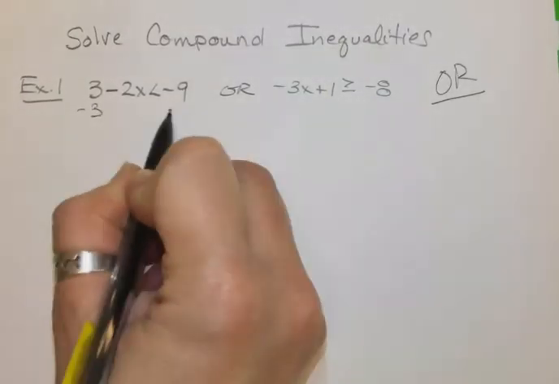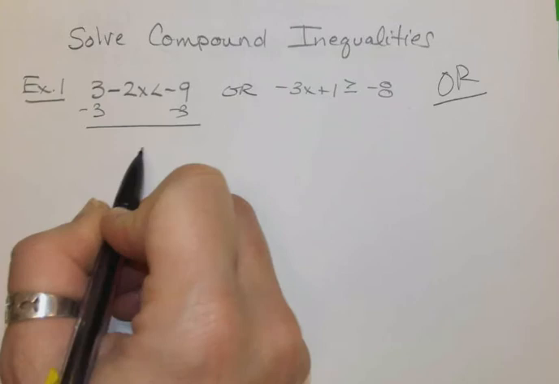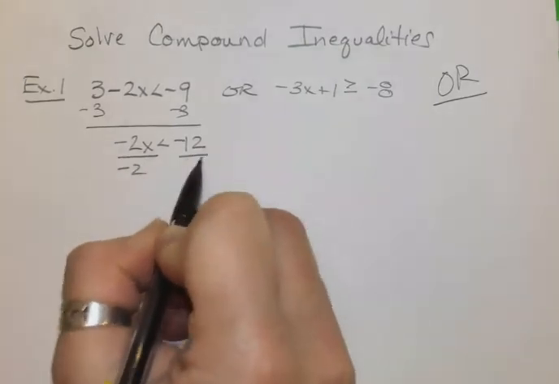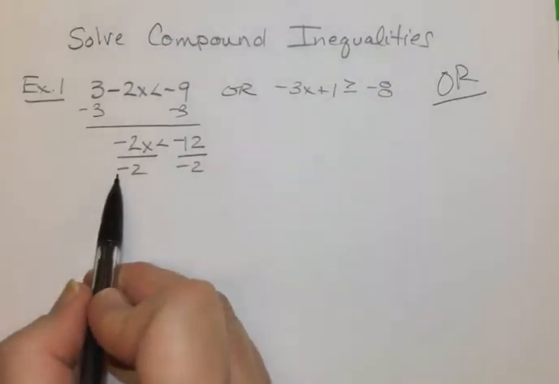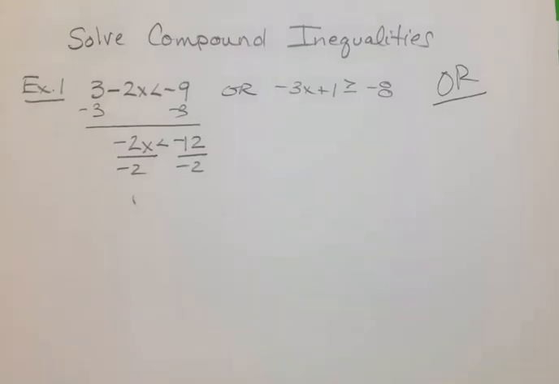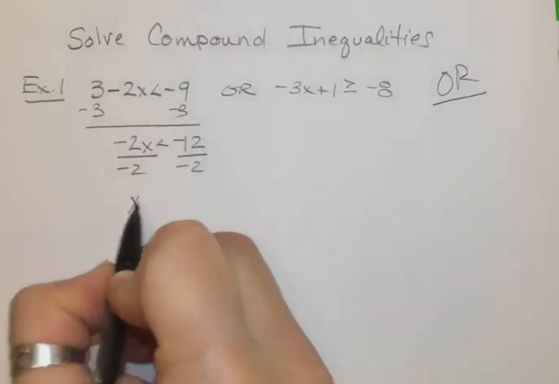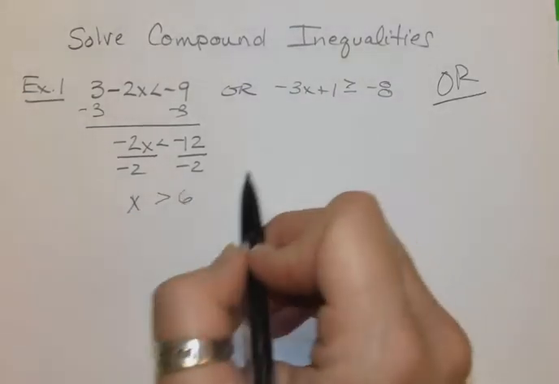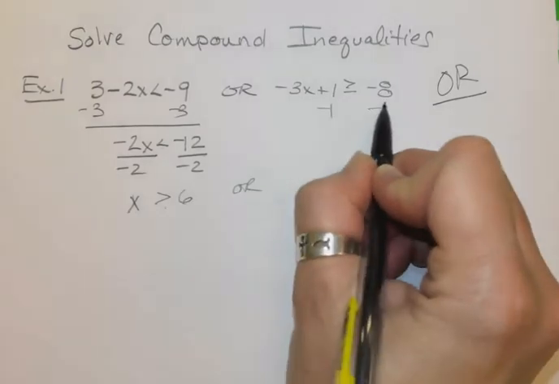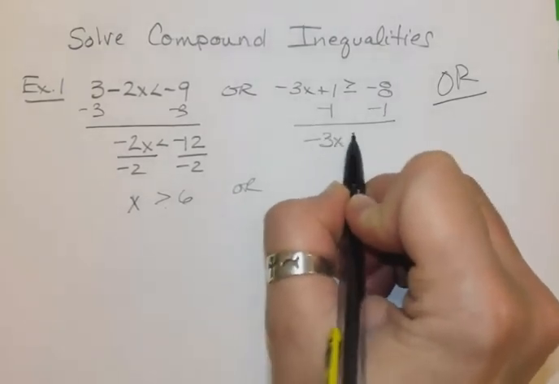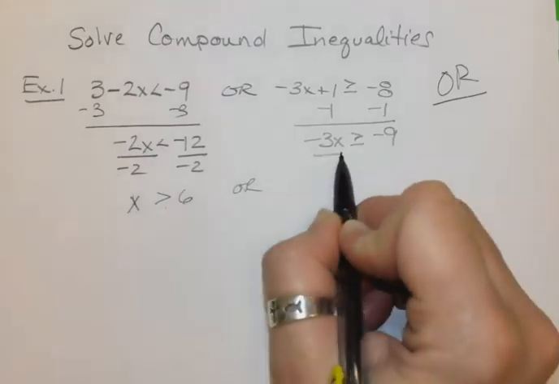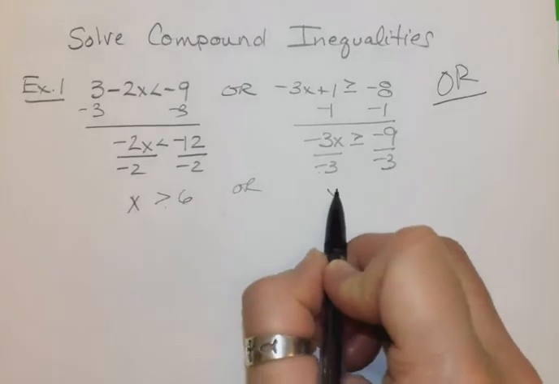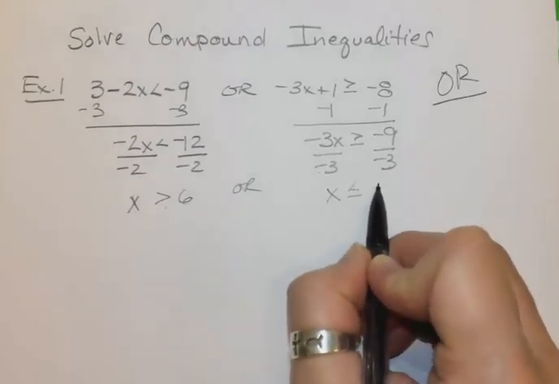So we'll get rid of our 3. Negative 2x is less than negative 12. We divide by a negative 2. Now, because I divided both sides by a negative 2, I have to remember to flip my inequality, so less than became greater than 6. For the other one, get rid of our 1. Negative 3x is greater than or equal to negative 9. We divide by a negative 3. Since we have divided both sides by a negative number, we're going to flip our inequality.